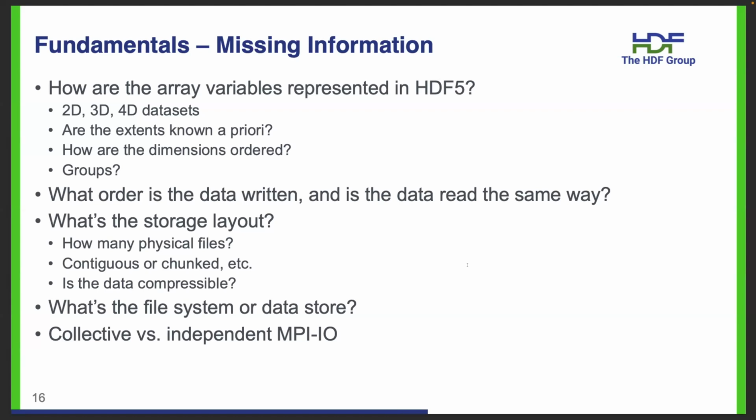As mentioned, do I want to use chunking? Do I want to do compact storage? And of course, is the data compressible? Then what file system am I using? Am I going to do it on an object store? Is it Lustre or GPFS? And then finally, a lot of the question is, what's better? Should I do always collective or always independent MPIO?